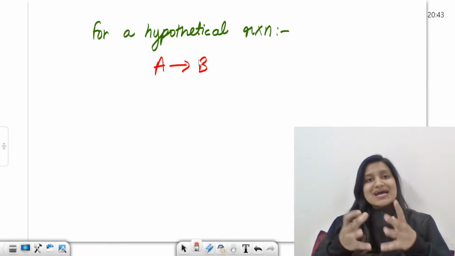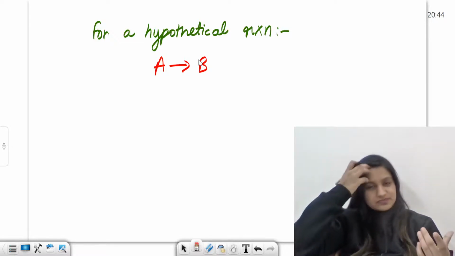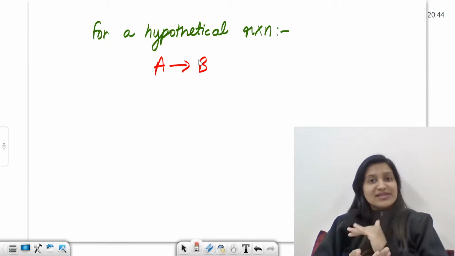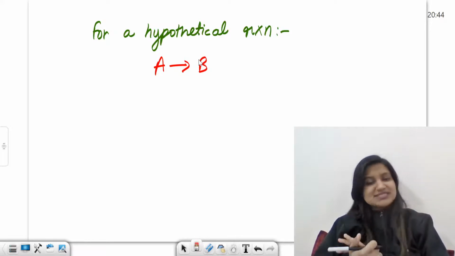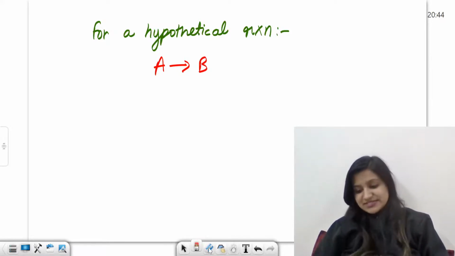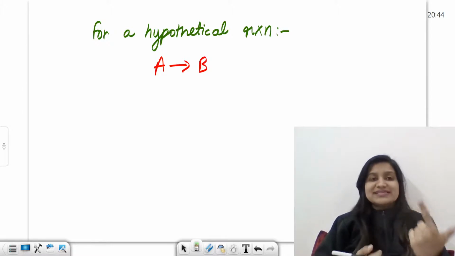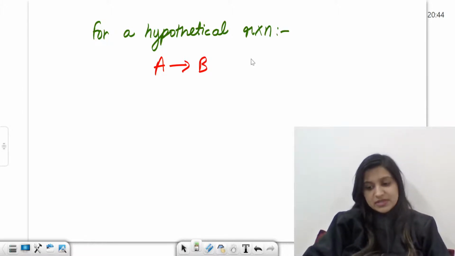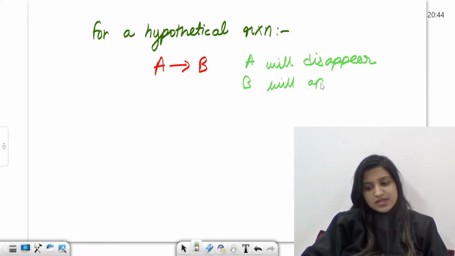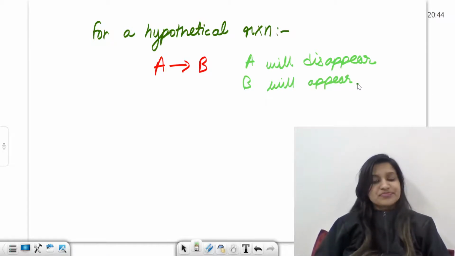So, as the reaction proceeds, the concentration of A will decrease and the concentration of B will increase. This is quite obvious, this is what we have discussed. Also, what will happen? A will disappear and B will appear, right?